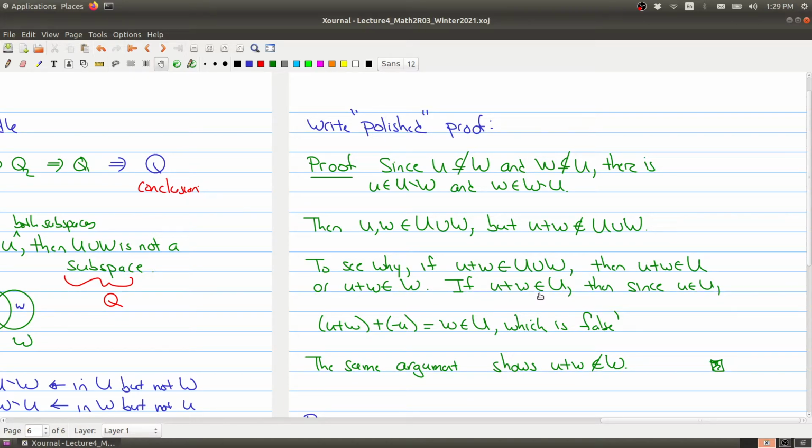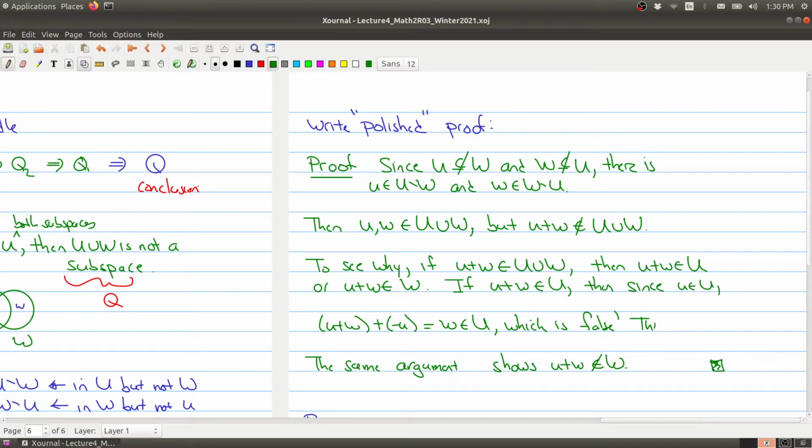So if you're in U, well then since little u is also in U, we have that u plus w plus the inverse of u, because these guys are both inside of U and it's closed under addition, would give us w is in U. But this is false, right? Because that contradicts this fact right there. And then the same argument applies if we were to just show, so this is false. So maybe I forgot a word here.